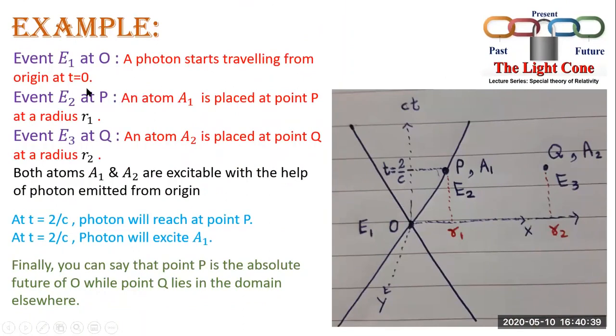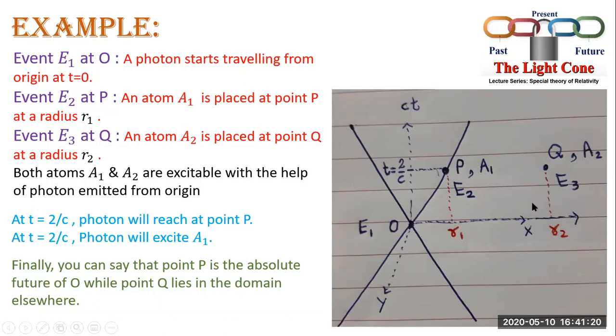Consider, here we have a figure in the right corner. Consider a light cone with 3 events E1, E2 and E3 at 3 different points O, P and Q respectively. Point P is located at the radius R1, while point Q is located at a radius R2 from the origin. At both P and Q points, atoms A1 and A2 are placed, and assume that both atoms are excitable with the help of a photon emitted from the origin. Now at t equals 0, a photon of light starts traveling from origin O.